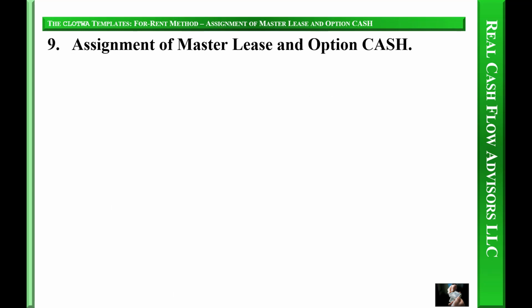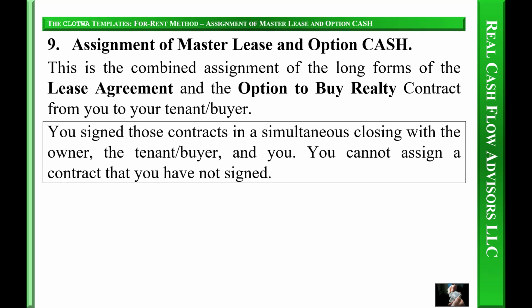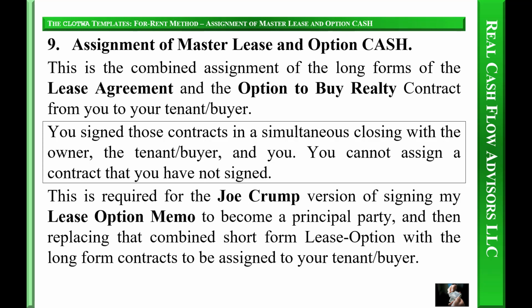Assignment of master lease and option for cash. This is the combined assignment of the long forms of the lease agreement and the option to buy realty contract from you to your tenant buyer. You signed those contracts in a simultaneous closing with the owner, the tenant buyer, and you. You cannot assign a contract that you have not signed. This is required for the Joe Crump version of signing my lease option memo to become a principal party and then replacing that combined short form lease option with the long form contracts to be assigned to your tenant buyer.